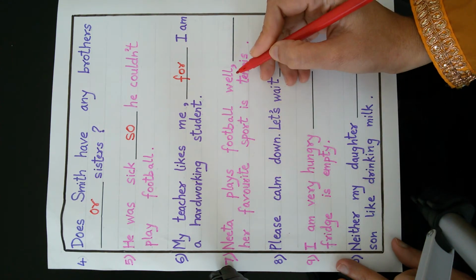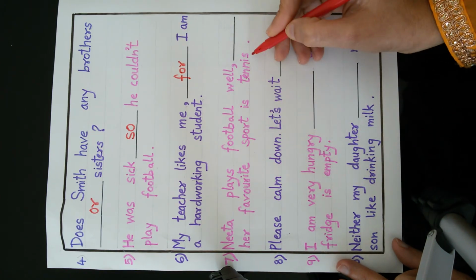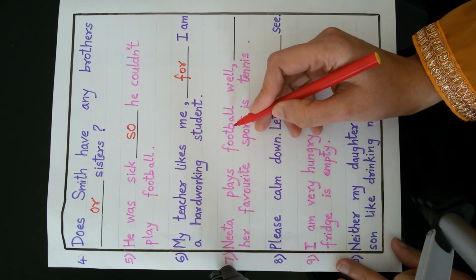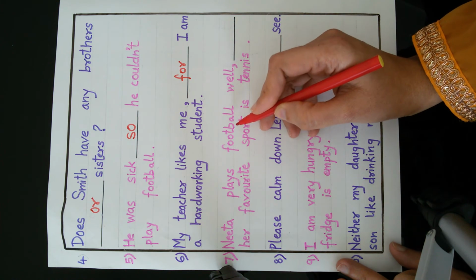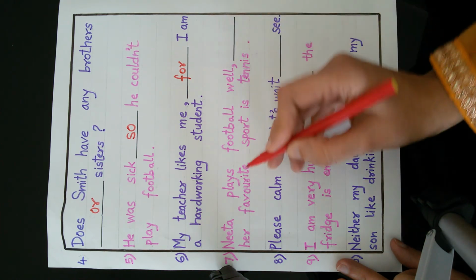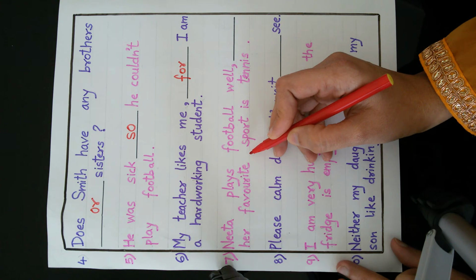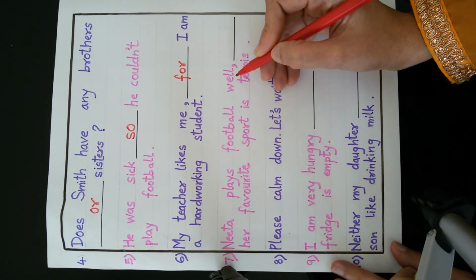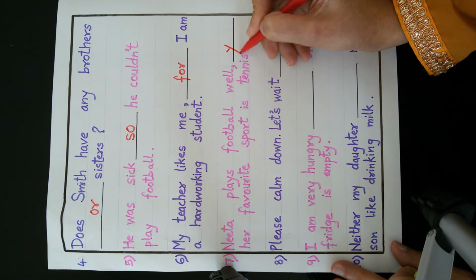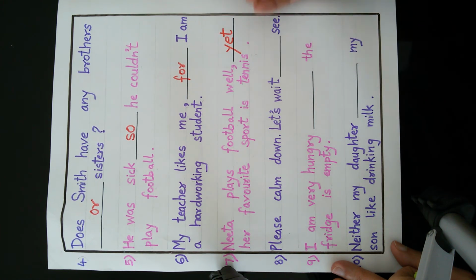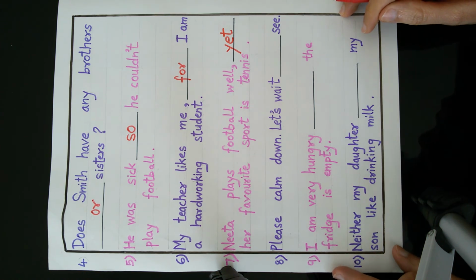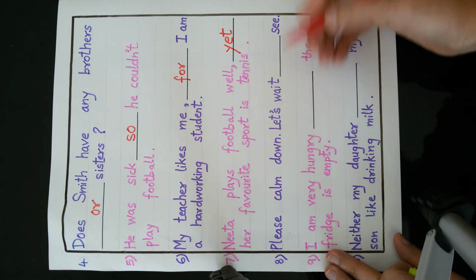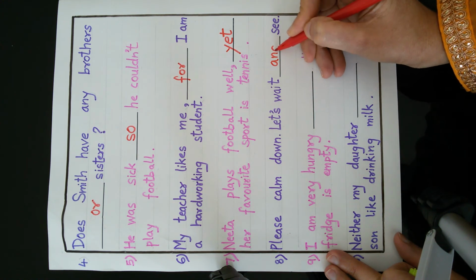Neeta plays football well. Her favorite sport is tennis. Now here we have 2 opposite ideas. Neeta plays football well, but her favorite sport is tennis. Okay, so because 2 opposite ideas are used, we use the word yet. Neeta plays football well, yet her favorite sport is tennis. Please calm down. Let's wait and see.